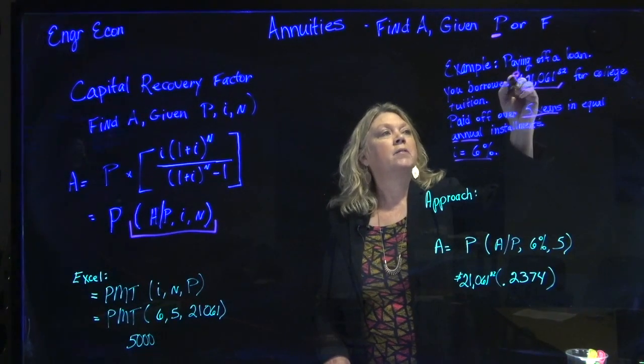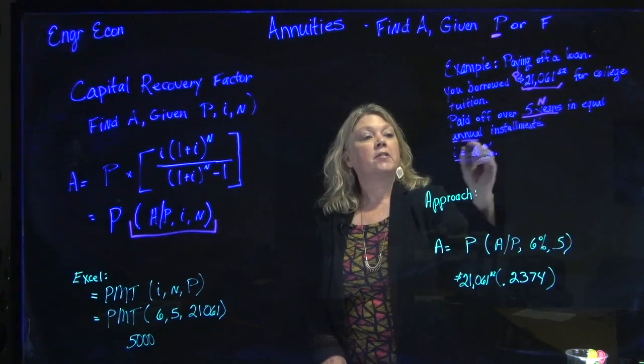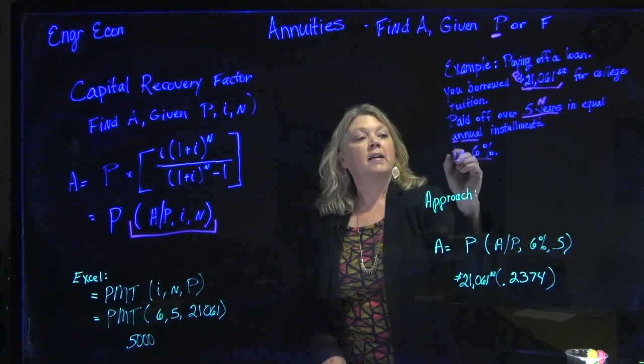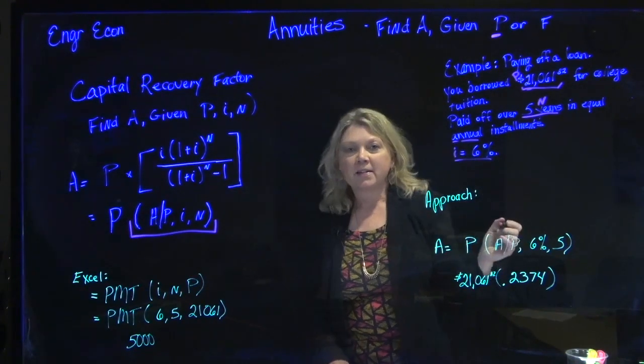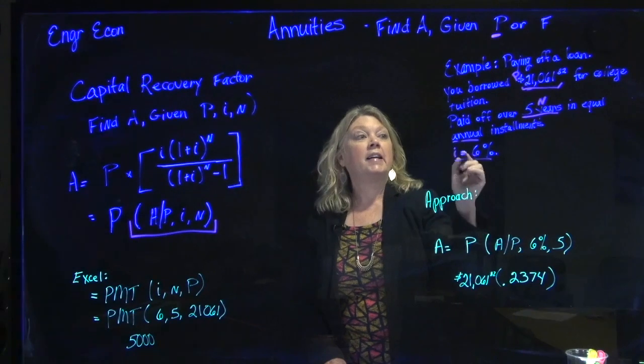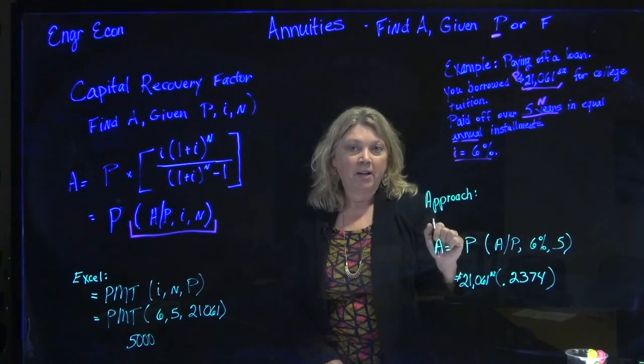The $21,000, the amount of the loan today, is a present value. N is 5 years. And our interest rate, I, is also on annual terms. And so we would recognize that as a capital recovery factor. Find A, how much is the equal annual payments in order to pay off that loan in 5 payments over 5 years.